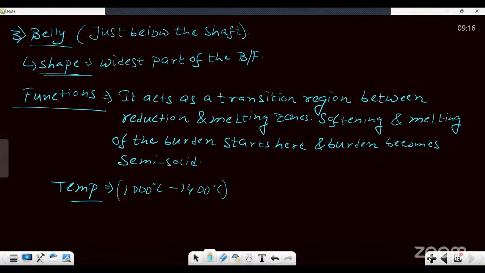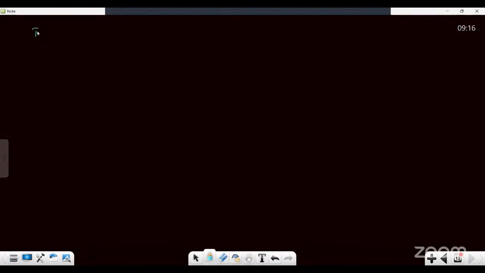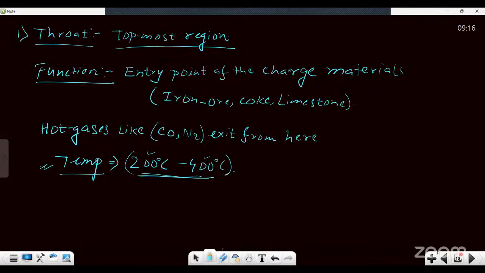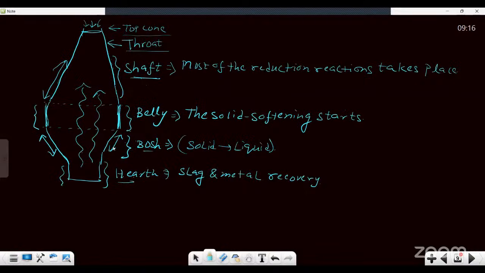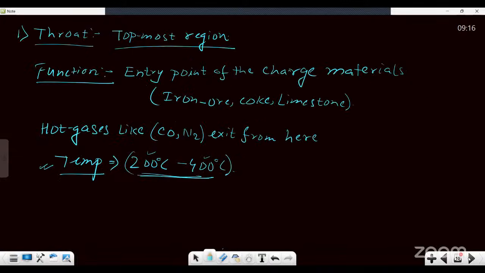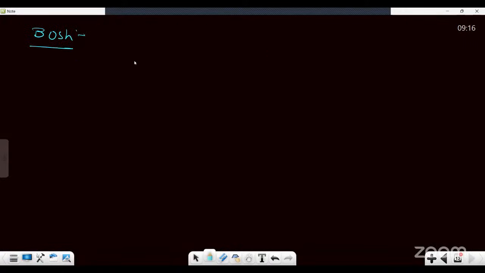So after the belly region, what is there? It is the Bosh. If I talk about the Bosh, this is the Bosh, you see, tapered inward. So what happens in the Bosh? The furnace begins to taper inward, and the most important thing that takes place in the Bosh is that combustion of coke takes place in this region.